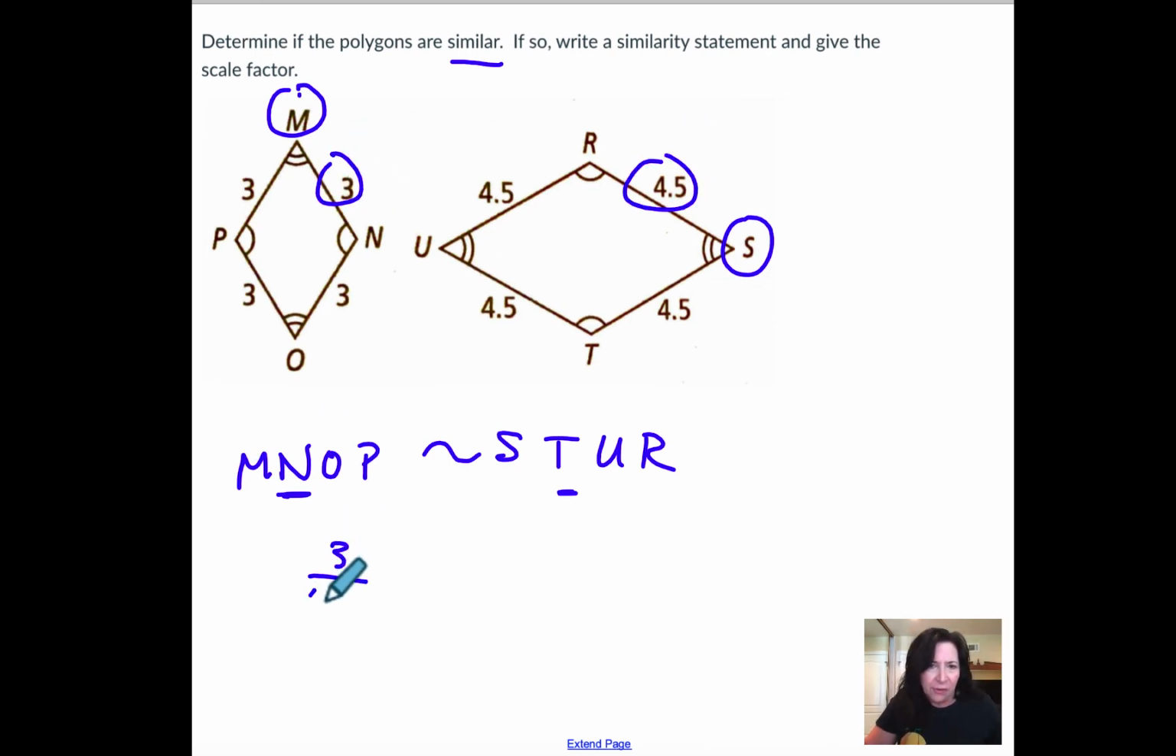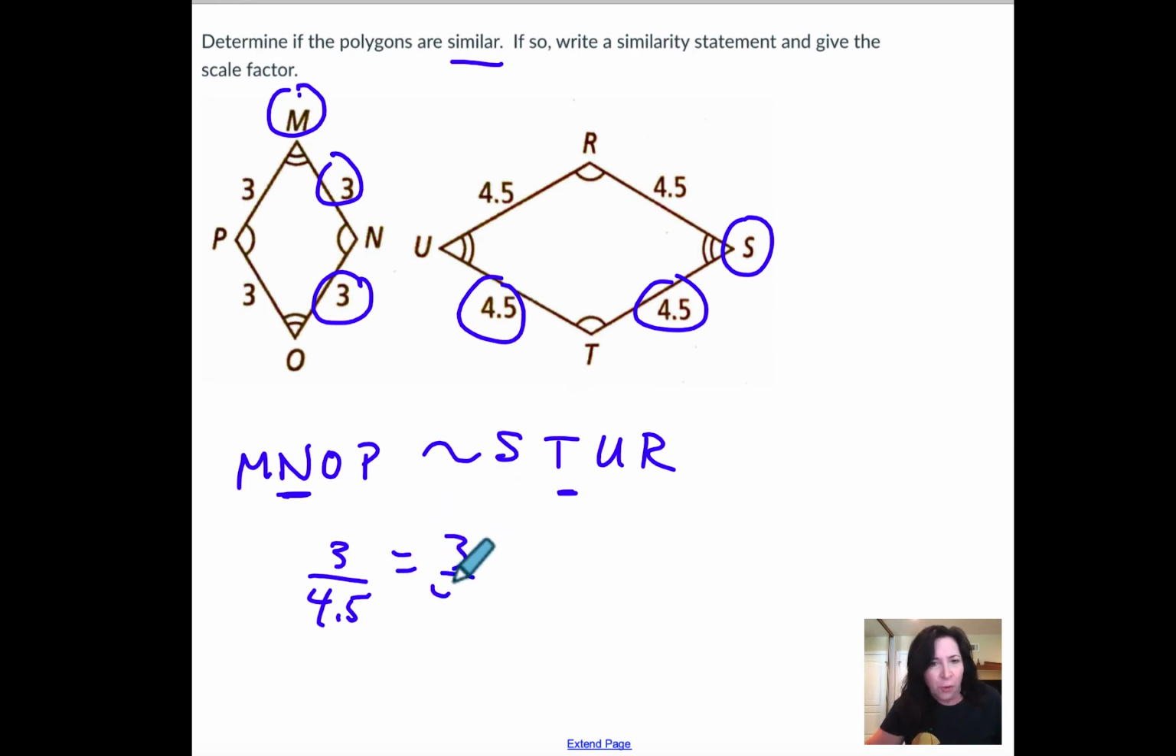So 3 is to 4.5 as, let's see, actually 3 is to 4.5 this one, right? Because that's ST and that's MN. And then we're going to go, let's pick something else because they have to equal, right? But I do notice that they're all the same length. So that we would go, this 3 is to that 4.5 as 3 is to 4.5, and then they are equal all the way around.